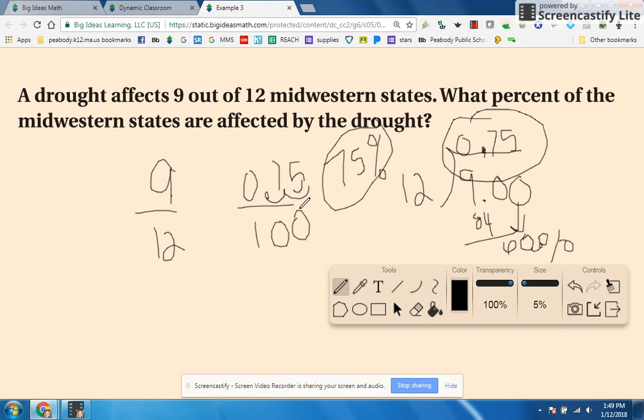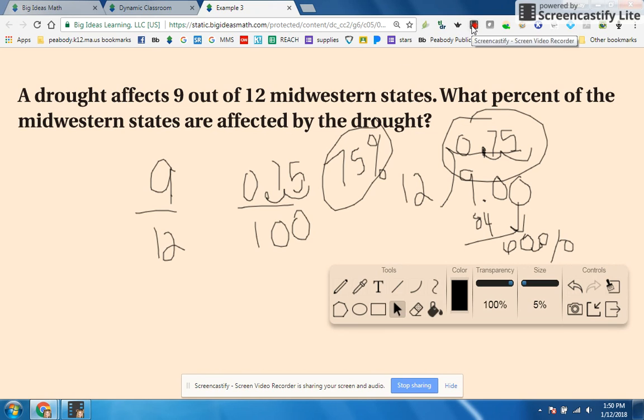Just to recap, the only reason why I had to do this long division is because 12 does not go into 100 evenly. So you do the numerator divided by the denominator. The numerator goes on the inside, denominator on the outside, add a decimal point and a few zeros because you're going to get a decimal answer. Take your decimal point, move it 2 spots to the right. So 75%. That means 9 out of 12 Midwestern states is 75% of those states.